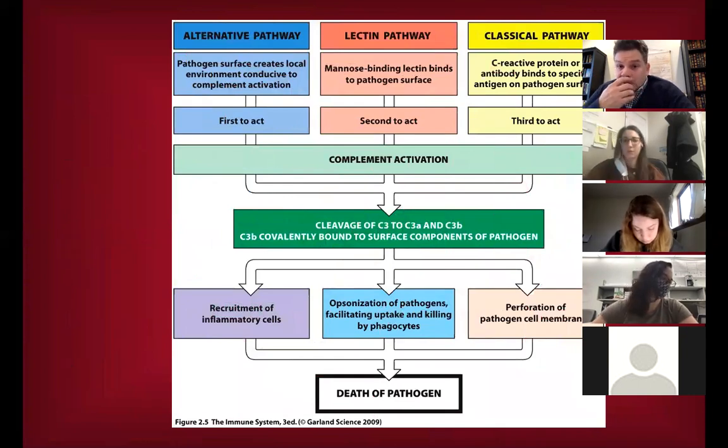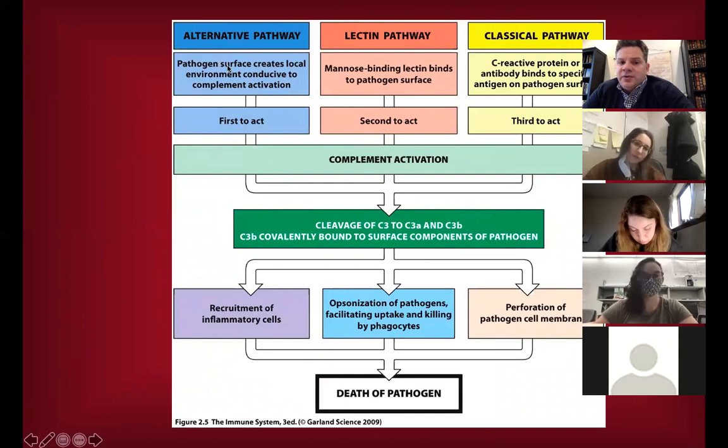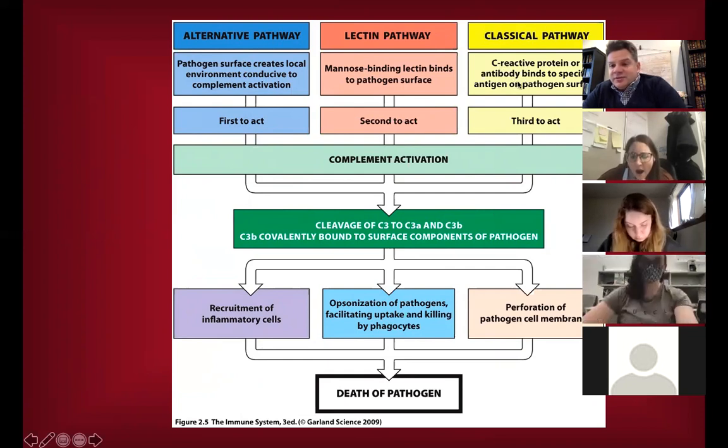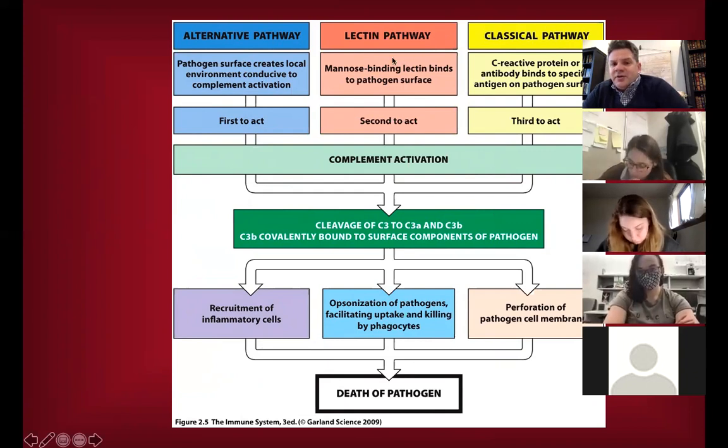There are really two main pathways. The alternative pathway is when your complement starts binding to the surface of a pathogen and tries to punch holes in it. The classical pathway is when you not only have complement, but you have antibody binding to it. This takes a little bit longer, so it's the third act in this complement. Then there are these lectins that you may hear about, mannose-binding lectins, that bind the pathogen surface. So I guess really three pathways of complement.